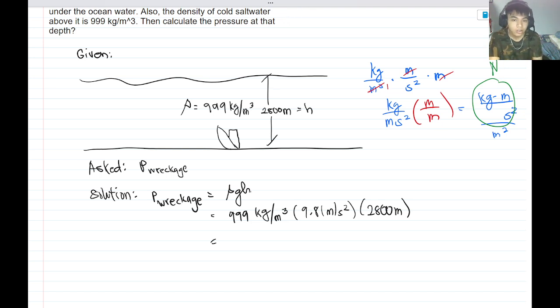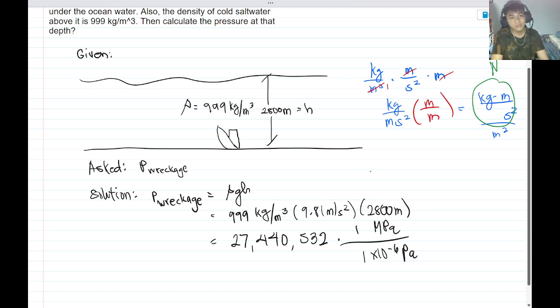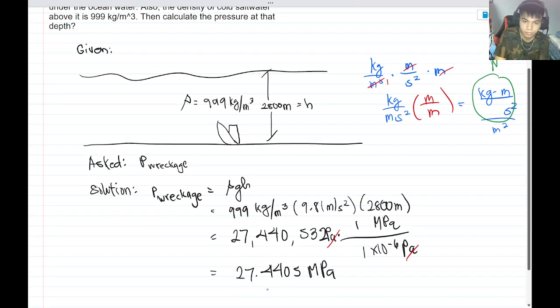So, we have Newton per square meter. Okay? And once you calculate that, we will end up with 27,440,532 pascals. And we can just convert this into megapascals. Okay? Since isang megapascal is 1 million pascals. So we can cancel this, put the pascals, so cancel din naman natin. Again, just move some decimal places. So we have 27.4405 megapascals. This is our answer.